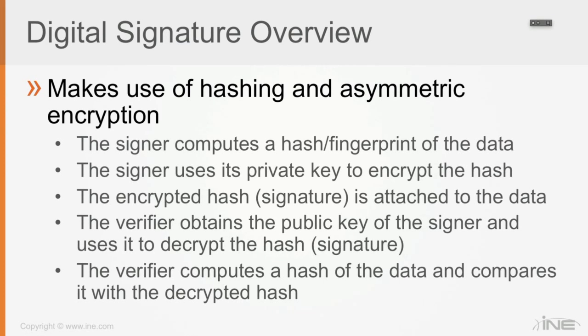So how this process works is that the signer computes a hash or fingerprint of the data. If I want to send you a document and sign it, I'm going to create a hash or fingerprint of that document using a known algorithm, MD5, SHA-1, or SHA-2. Then I'm going to use my private key to encrypt that hash value.